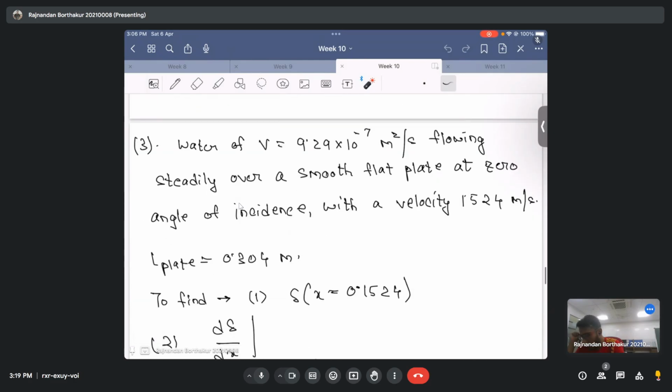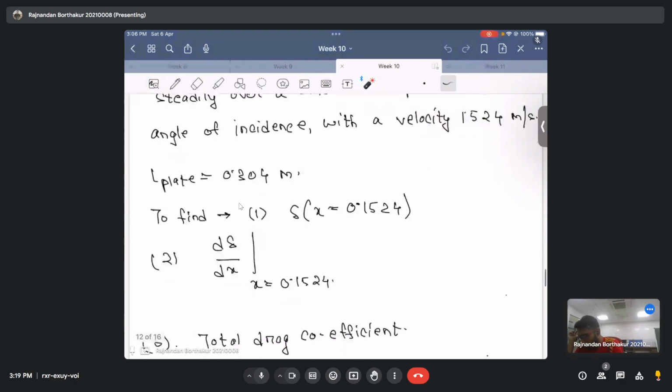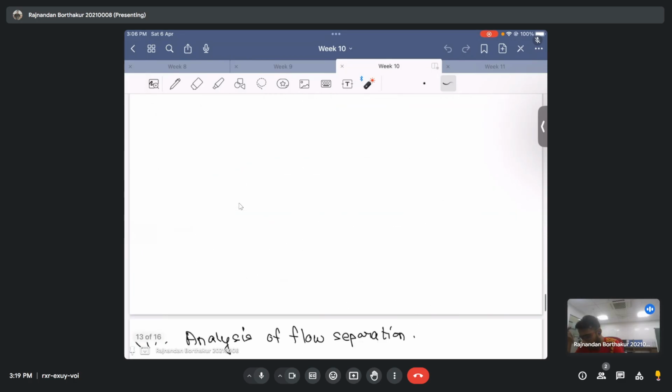Thereafter, we solved a more realistic problem, which involves the flow of water over a smooth flat plate with some given velocity and given length of the plate, where we find out what would be the boundary layer thickness at a particular location on the plate, the rate at which delta changes with respect to x, that is d delta by dx, and also we evaluated the drag coefficient, which in turn gave us the drag force.